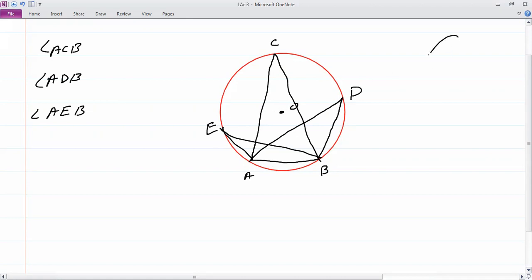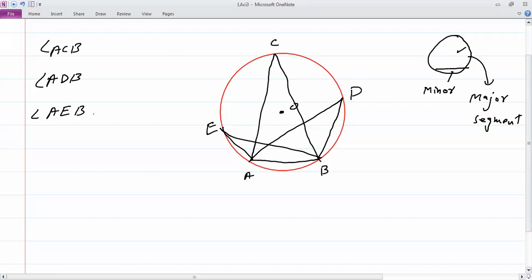When we make a circle, one more thing you have to keep in mind: when we take a chord, the chord makes 2 segments of the circle. This is one segment, we call it the larger segment, or major segment. This is the other one, we call it the minor segment. This one is a major segment and this one is a minor segment.